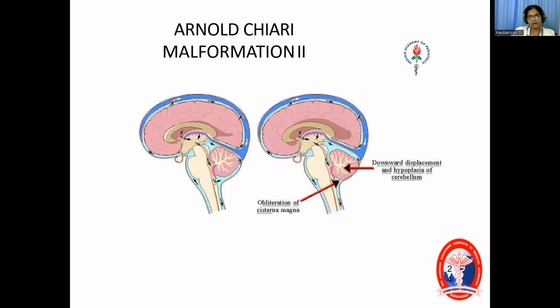So this is the Arnold-Chiari malformation type 2. It is nothing but downward displacement and hypoplasia of the cerebellum, with obliteration of the cisterna magna. So there is downward displacement of the cerebellum, which in turn leads to obliteration of the cisterna magna.